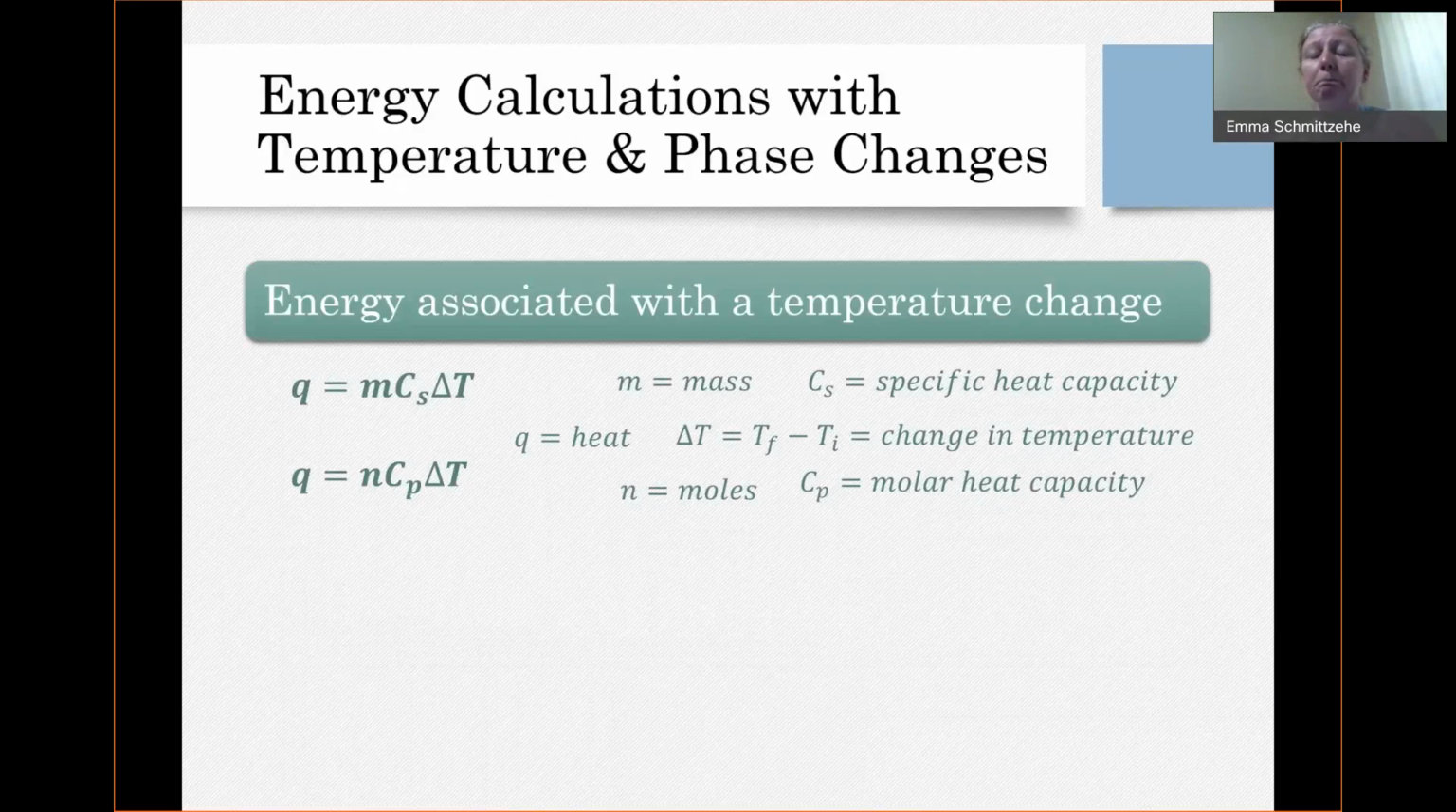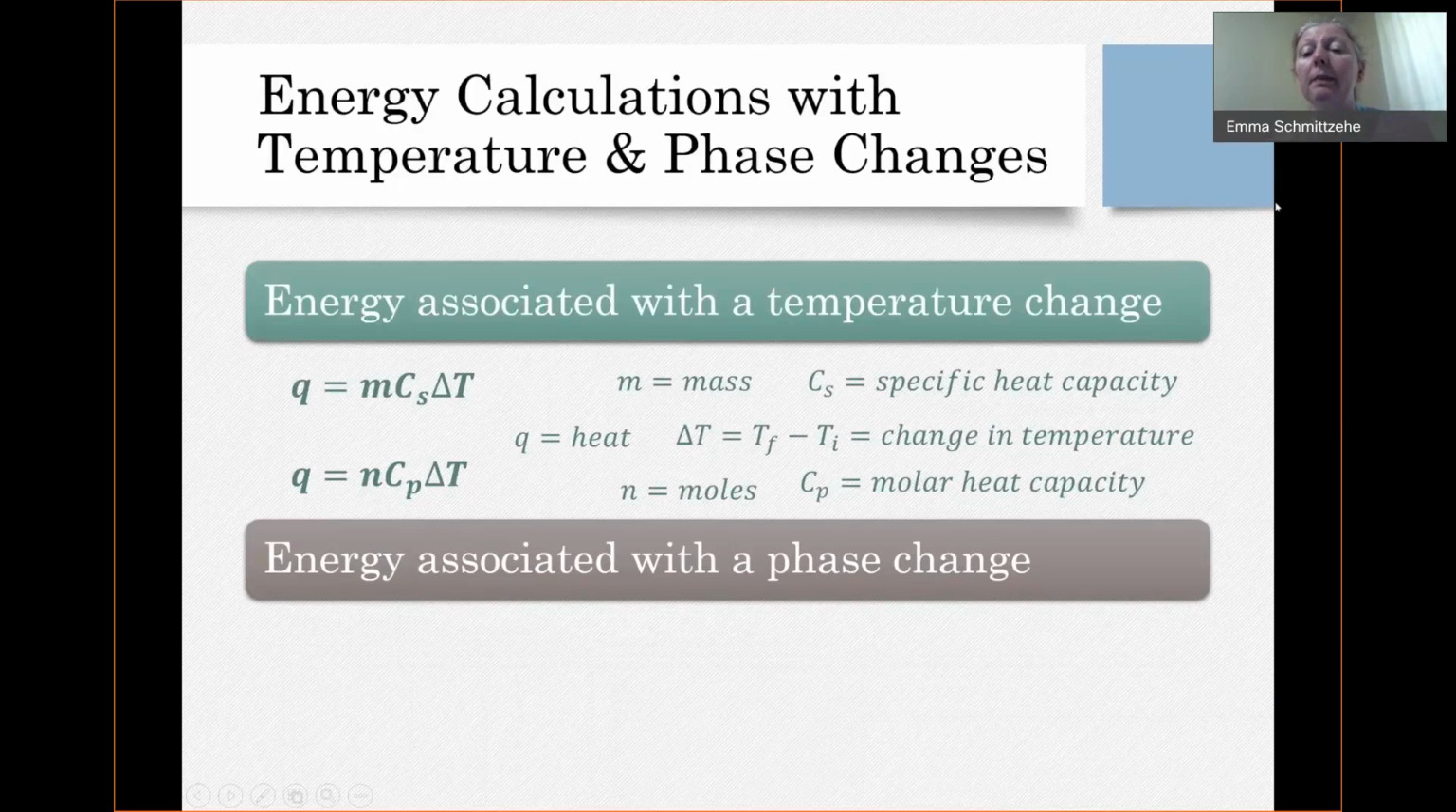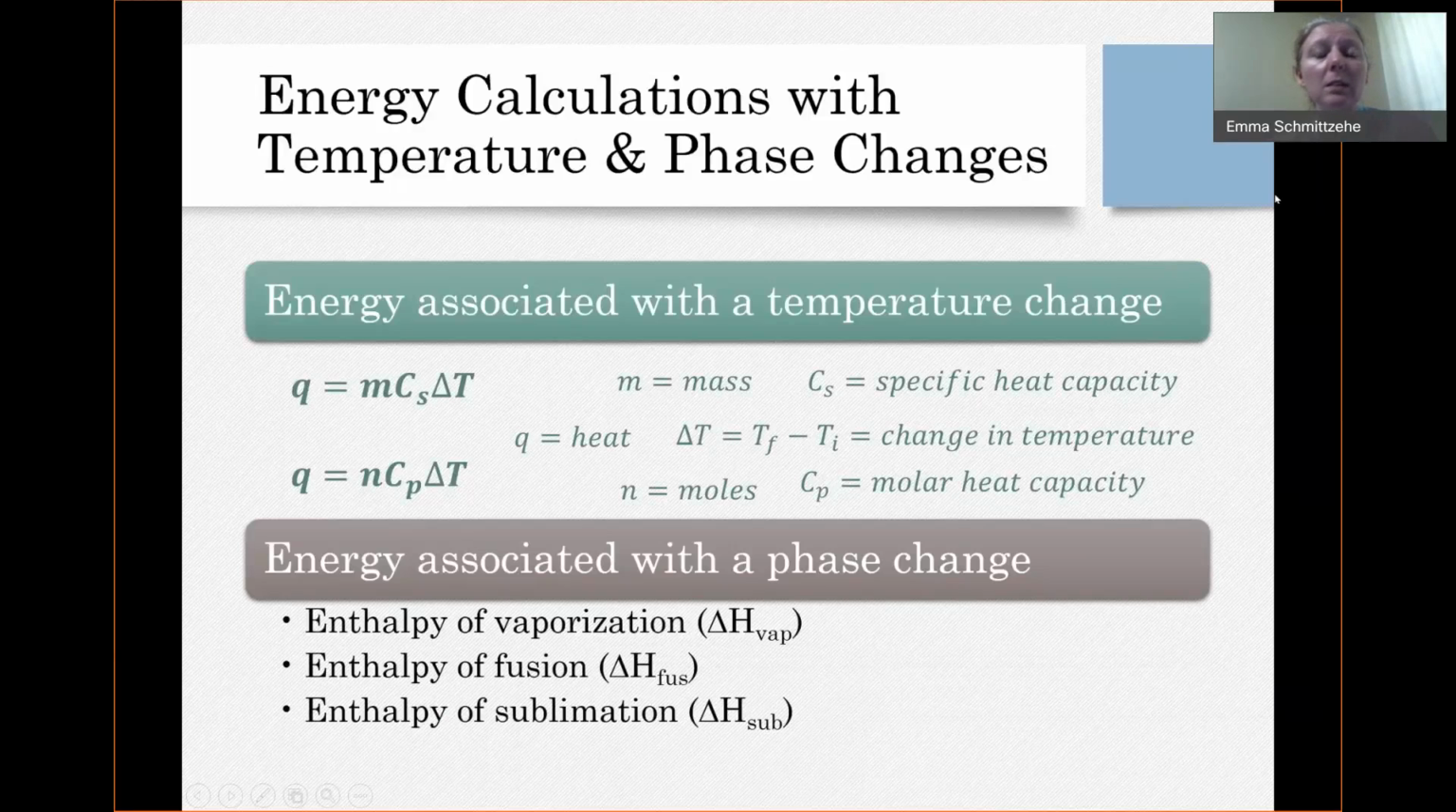Okay, now if we want to quantify the heat associated with a phase change, then what we need to be dealing with instead of heat capacities are what we call enthalpies. So you can look up an enthalpy value that is an enthalpy of vaporization, or enthalpy of fusion or enthalpy of sublimation. So those all relate to phase changes.